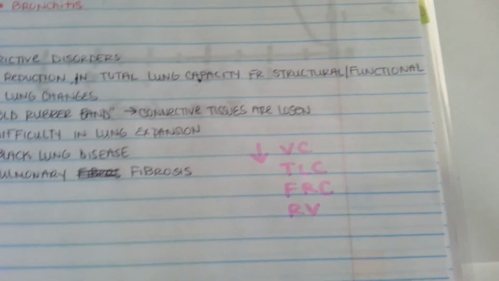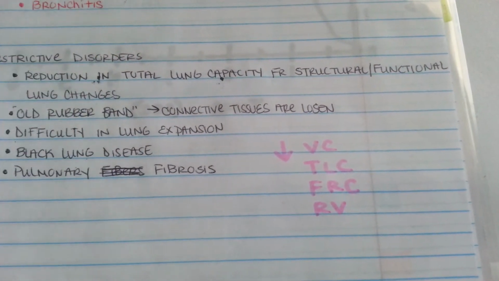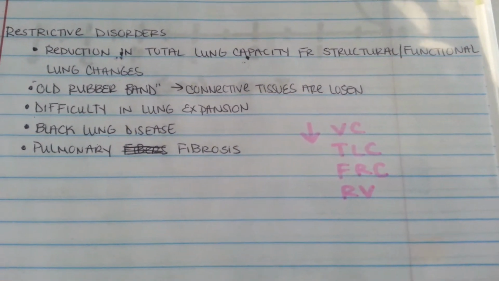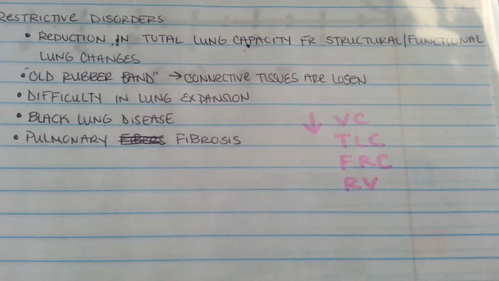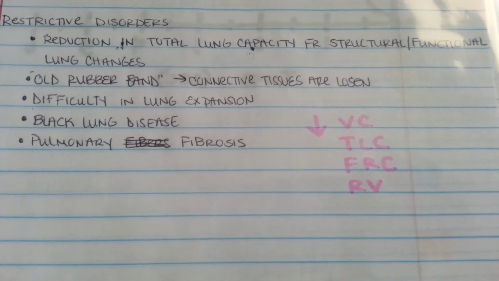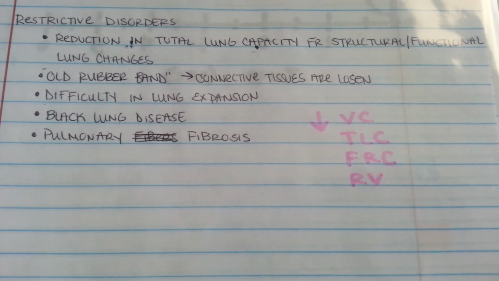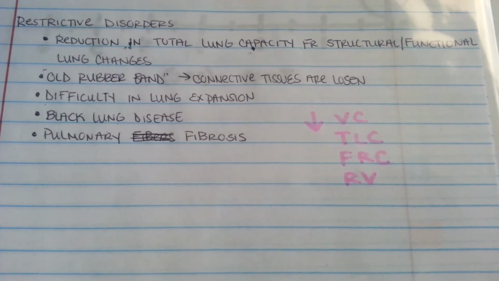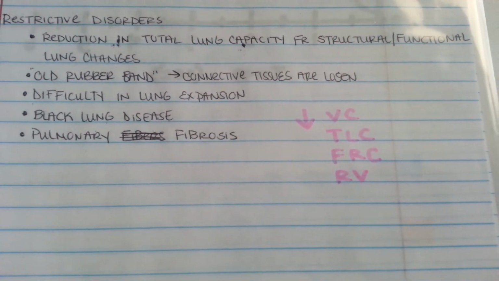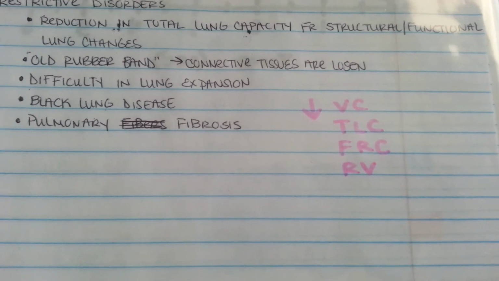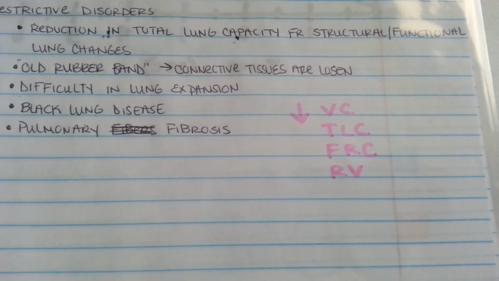Now what is VC? VC, vital capacity. That's what the VC is. VC is vital capacity, which is TV, the tidal volume, the normal breathing, plus the IRV, inspiratory reserve volume, which is maximum inhalation, and then plus the ERV, okay? Now that's the expiratory reserve volume, which is maximum exhalation. TLC again is the total lung capacity. FRC again is functional residual capacity, which is the RV plus the ERV, and then RV is residual volume.